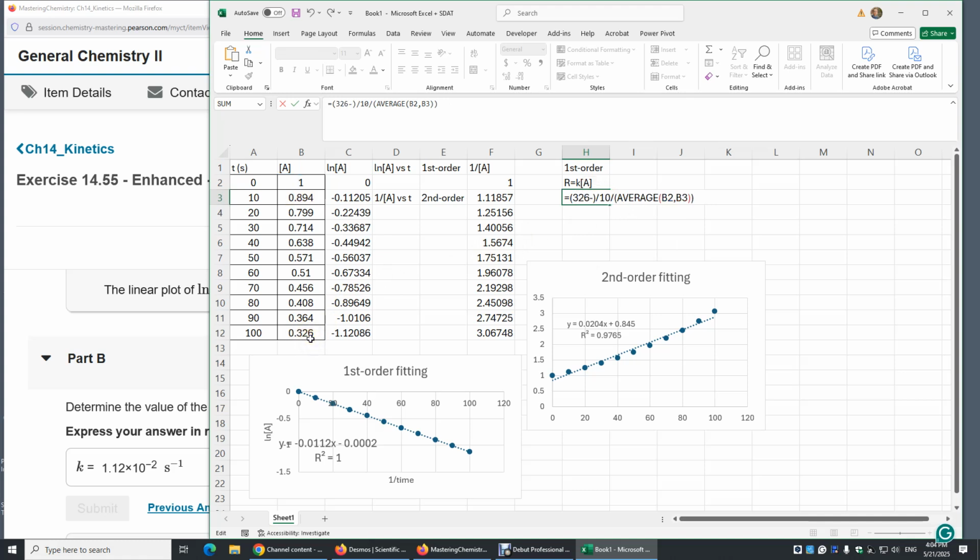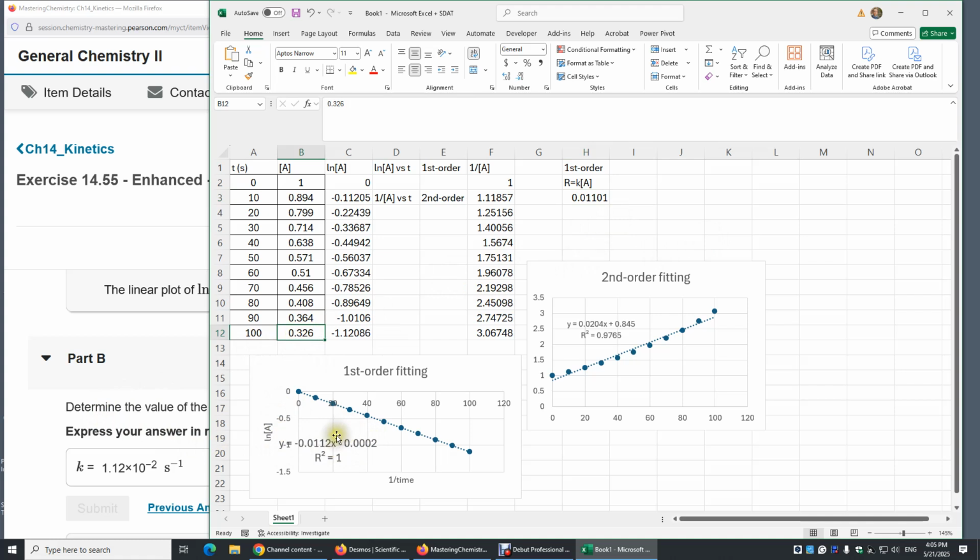0.326 minus 0.364. So these two data points from 90 seconds to 100 seconds, we need a negative sign here because this is the consumption rate divided by 10 seconds. That's the time interval, and over here we need to use B11 and B12 as the concentration. Let's see, 0.011. Well, it's pretty close. Alright, it's still pretty close.